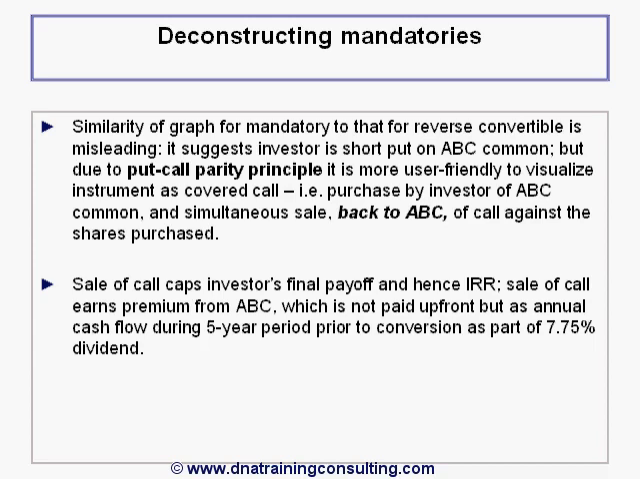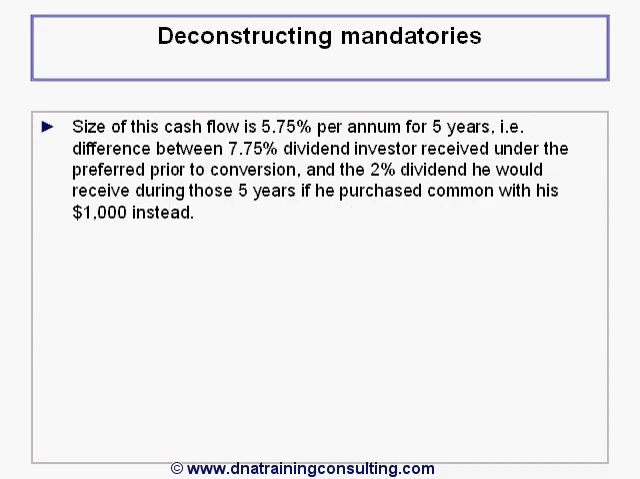which is not paid upfront, but rather in the form of an annual cash flow during the 5-year period prior to conversion, and specifically paid as part of the dividend of $7.75. The size of this cash flow is very approximately 5.75% per annum for 5 years, i.e. the difference between the $7.75 dividend received by the investor under the preferred shares prior to conversion and the 2% dividend rate he would have received during those 5 years had he simply purchased common stock up front with his $1,000.